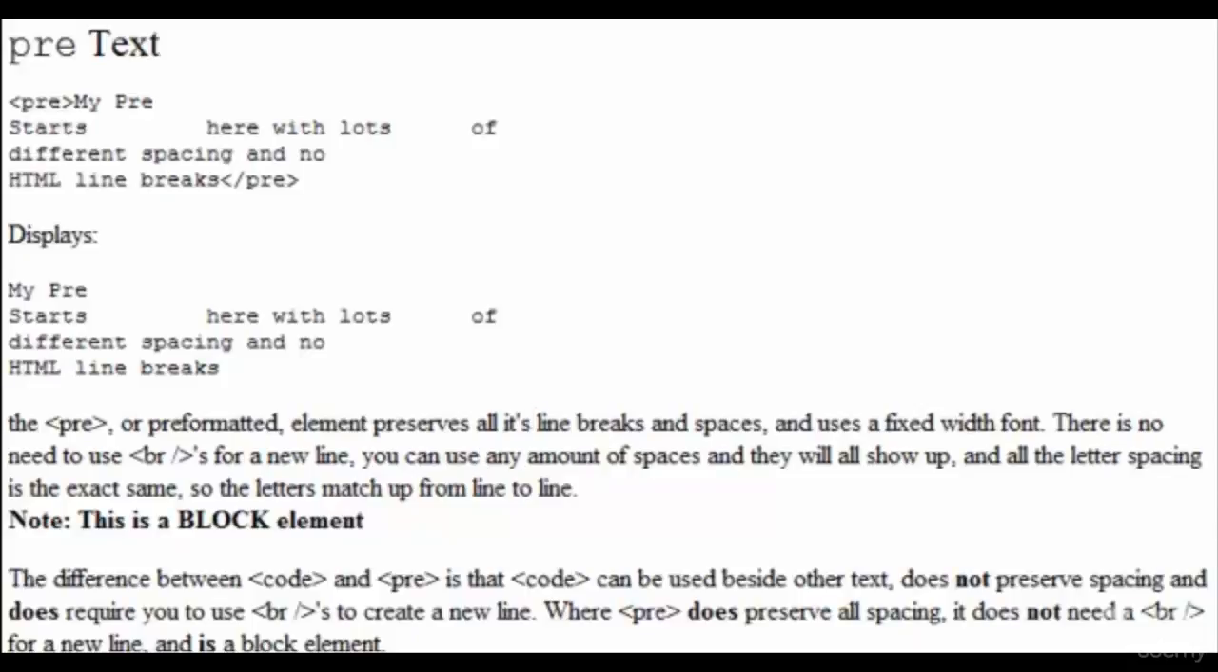Now I just want to quickly go over some of the differences between code and pre-formatted. Code can be used beside other text. Like I said, it's not a block element, but it does not preserve spacing, and it does require you to use BR tags. Whereas pre-formatted text does preserve all spacing, and it does not need a line break tag. To create a new line using pre-formatted text, simply make a new line.